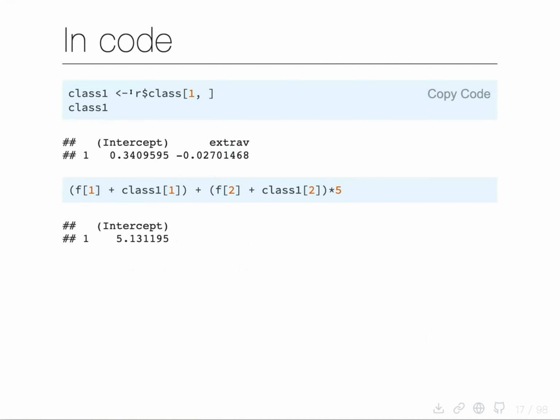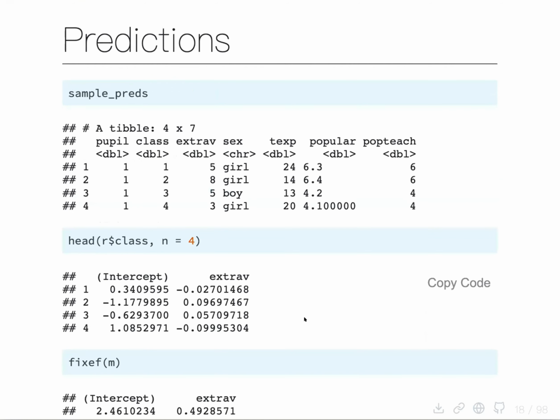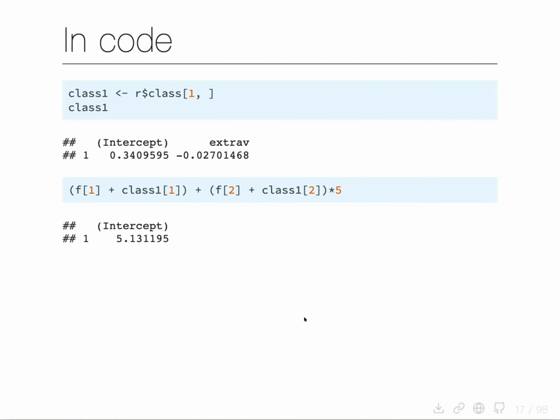Okay, we could do this in code like this. So class 1, I'm just saying our class, and then I'm saying give me the first row for all columns. Okay, that's why that's empty. First row, all columns. And I get class 1 like this. This sort of notation is not particularly important, but I do want to walk through it with code too. And then we would do it like this, right? F1 plus class 1, 1, plus F2 plus class 1, 2, times 5. And we get this prediction, 5.131195. And that's our prediction for that student. Okay, we will confirm that that is correct here in just 1 second.